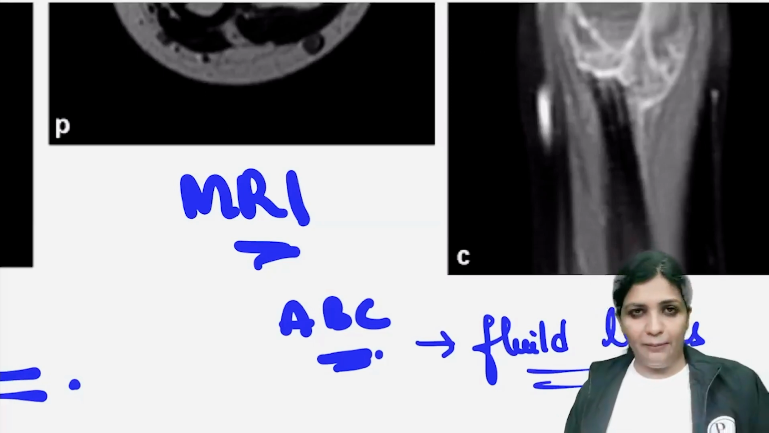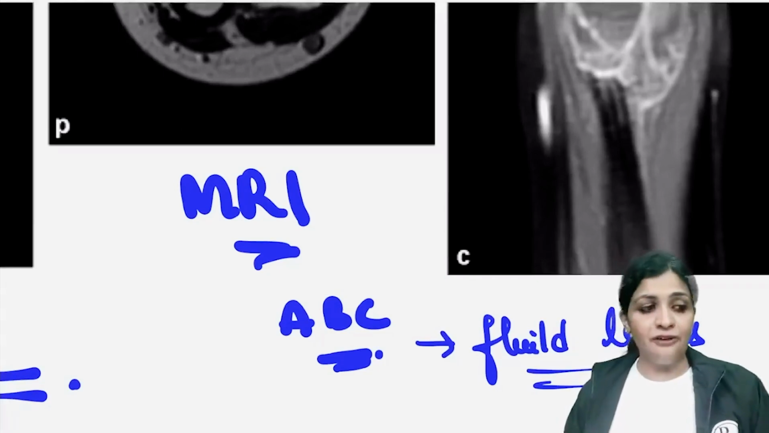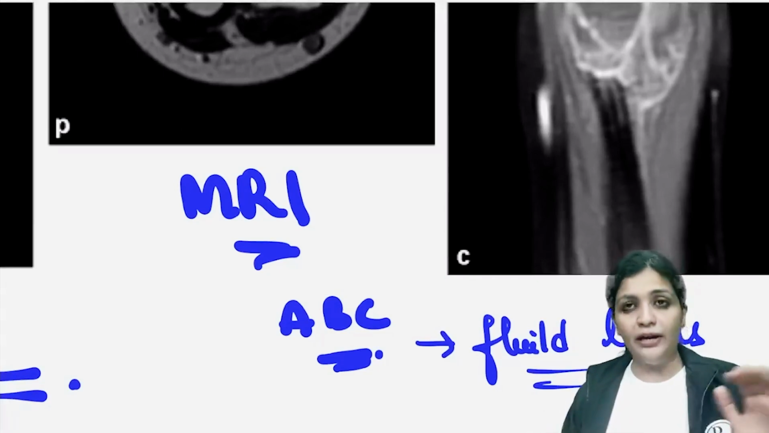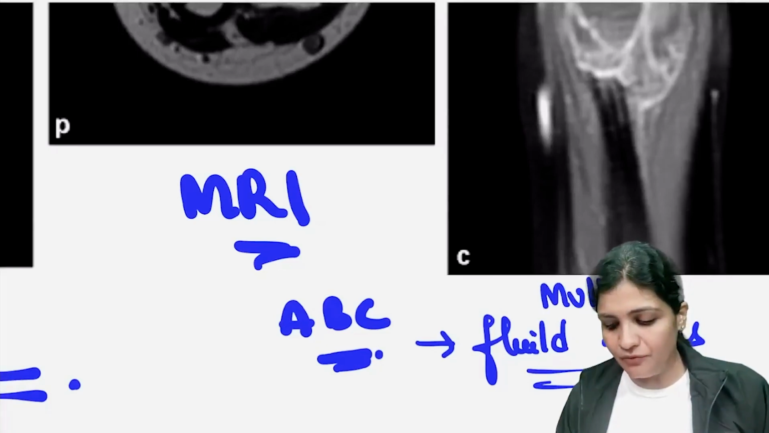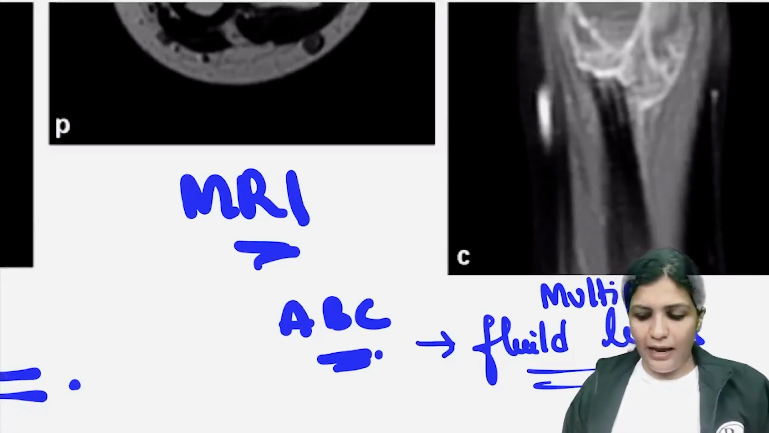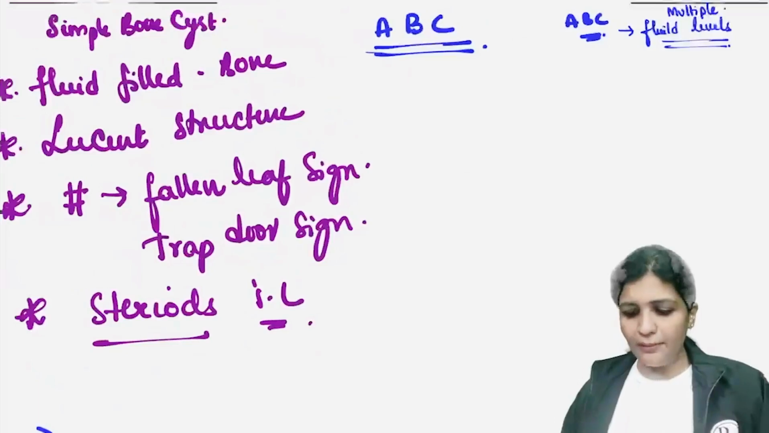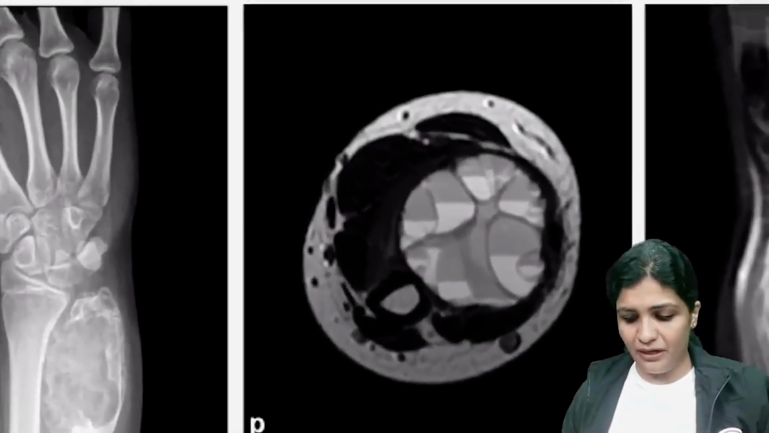So if you go for an MRI for this particular thing, you see there is a fluid filled, there is a fluid level. Multiple fluid levels are seen, and that is how you differentiate between your ABC and your GCT, right? So on MRI, you see multiple fluid levels. These are the multiple fluid levels you can see.